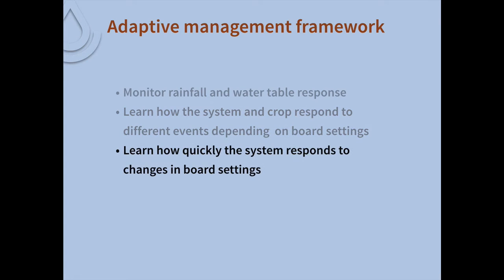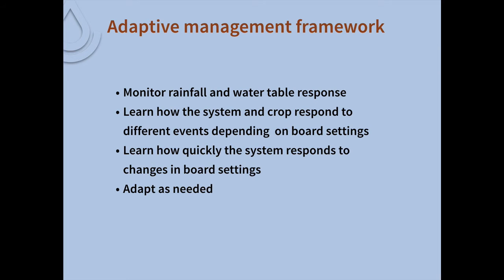And then also monitoring how the system responds to changes in board settings. How quickly does the water table respond? How quickly does the system drain when those boards are set up higher and the drainage coefficient is effectively reduced? And then again, adapting as needed to make sure that the system best meets those goals.